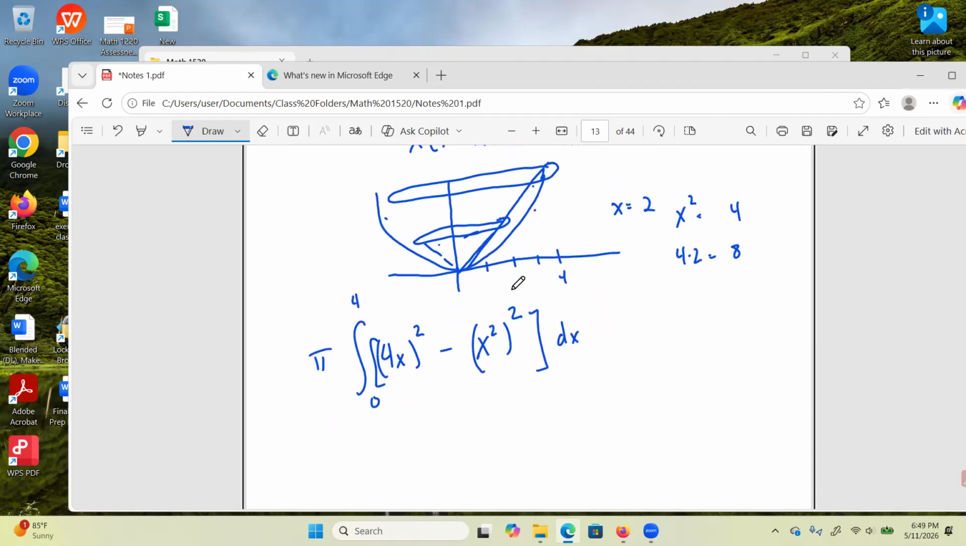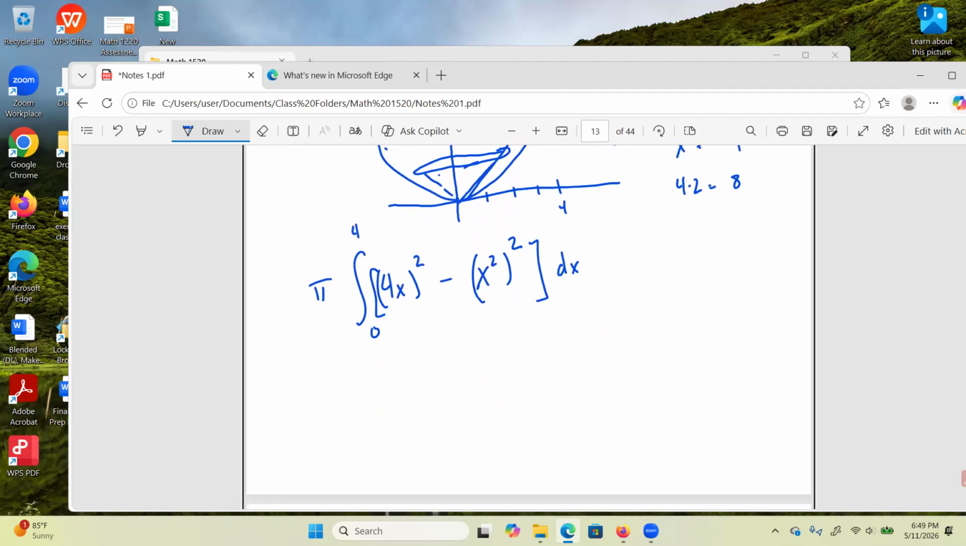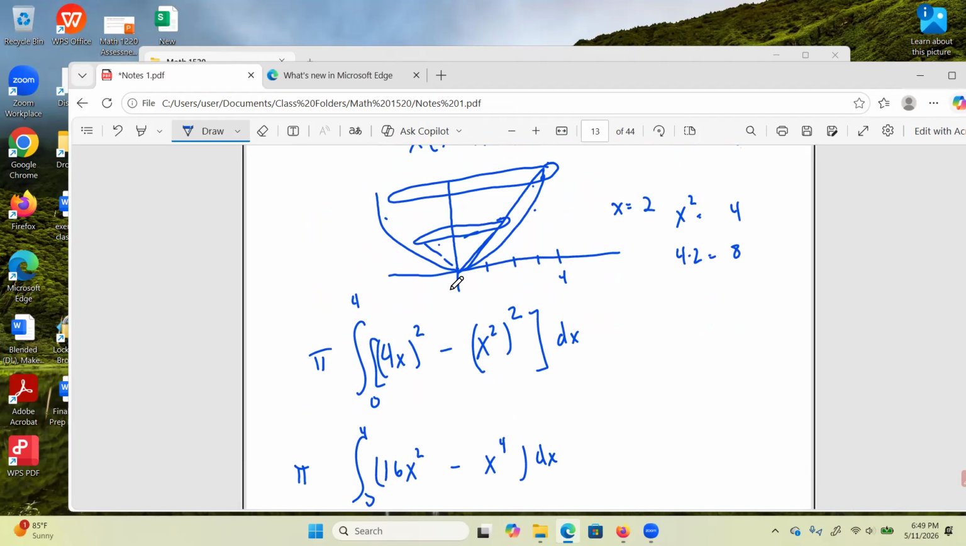So we have to do a little bit of algebra here, not too bad. So here's our pi. We have our 0 to 4. We have our 16x squared minus x to the 4th, and we have the dx here. Okay, again, the integrals aren't too bad. I drew this in the wrong spot. So here, we're drawing it around the x-axis, not the y-axis. So we're doing it this way.